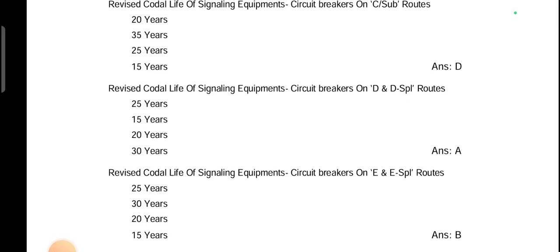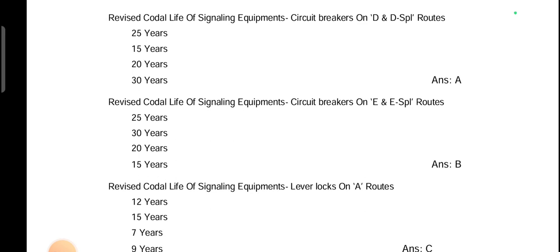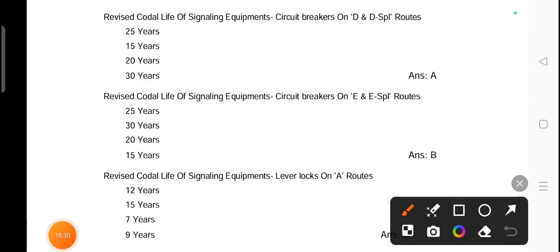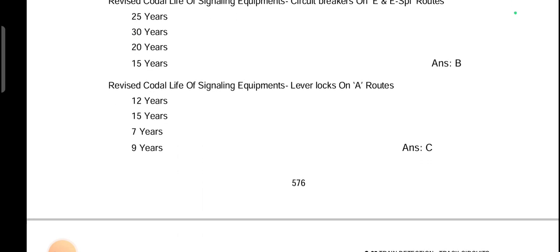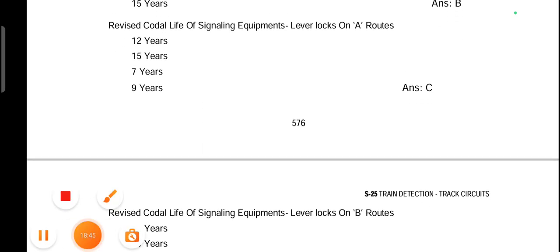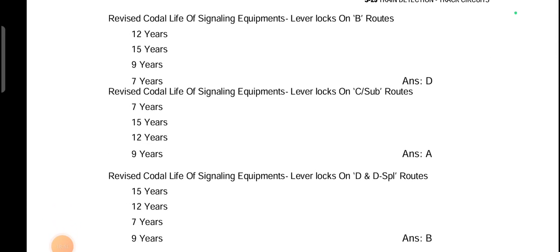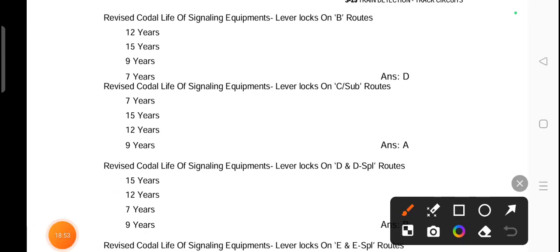Next, revised total life of signaling equipments, circuit breakers on D and D special routes, 25 years. Revised total life of signaling equipment, circuit breakers on E and E special routes, 30 years. Next, revised total life of signaling equipment, lever locks on A routes, 7 years. Next, revised total life of signaling equipment, lever locks on B routes, 7 years. Revised total life of signaling equipment, lever locks on C or sub routes, 7 years.